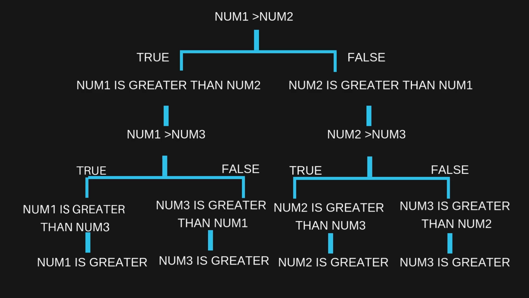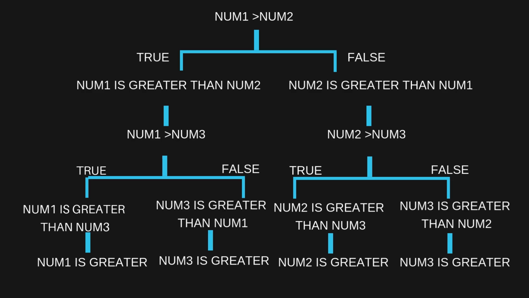If this condition is true, we are going to get the result, that is number 1 is greater than number 2. And if this condition is false, we are going to get the result, that is number 2 is greater than number 1. Now we'll see what are the conditions we are going to apply when number 1 is greater than number 2. This condition is true. When this condition is true, we are going to get the result number 1 is greater than number 2.